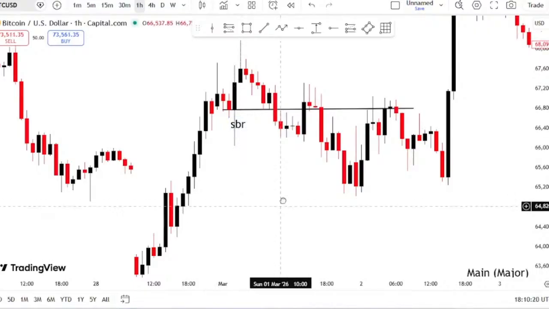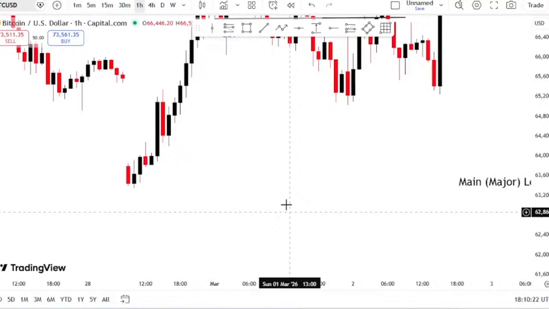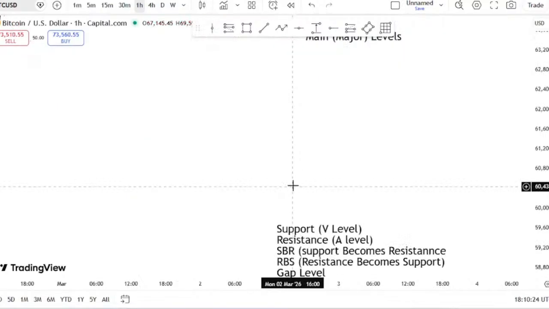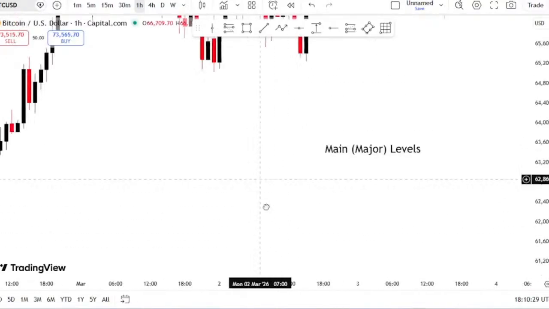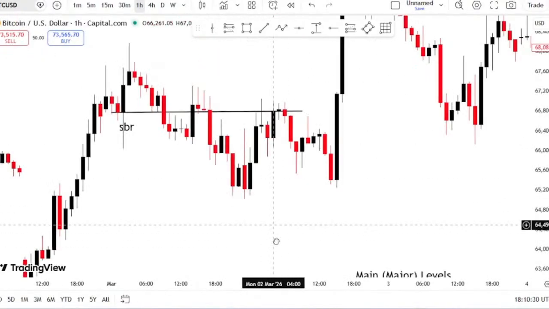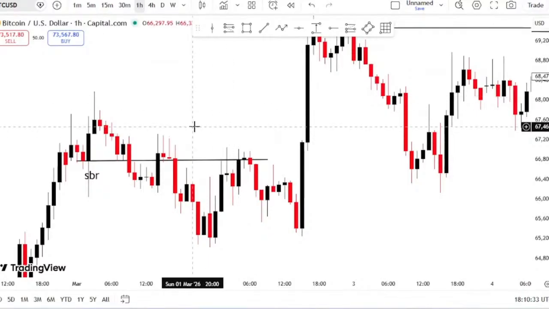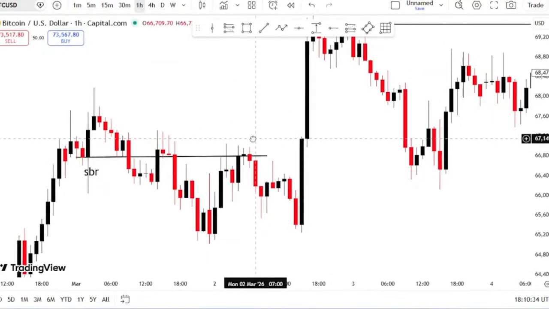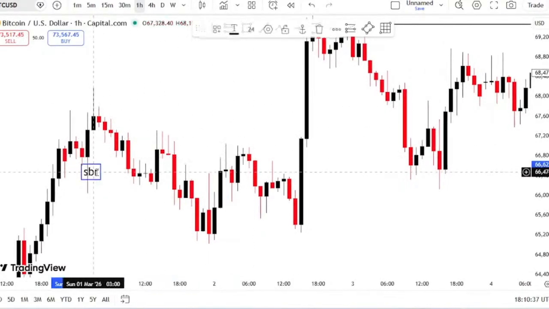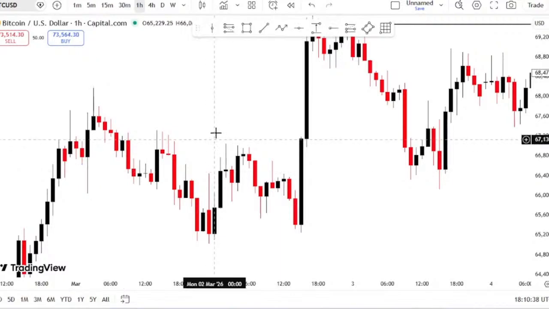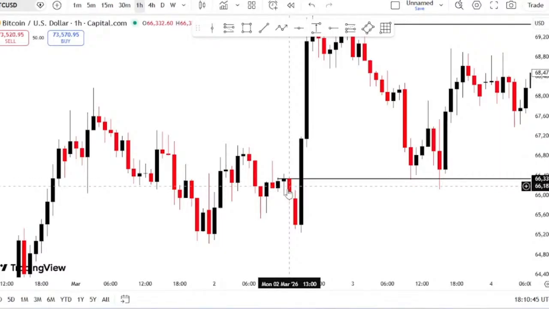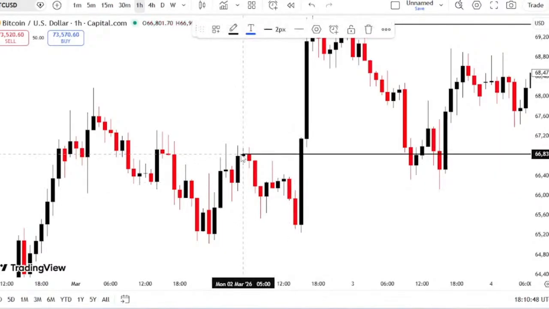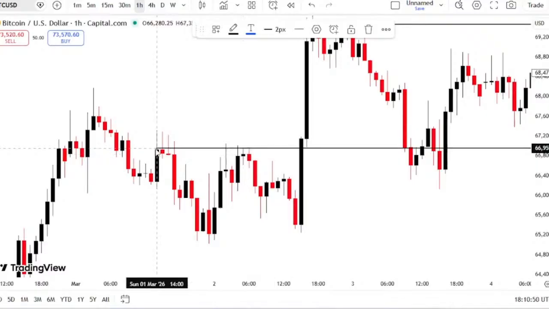Now the fourth one is resistance becomes support. Resistance becomes support. Now, let's look at the example of resistance we have. Now, here is one. Yes, here is one. Don't forget how resistance is formed when there is a bull candle followed by a bear candle. Yes, you have it here. You also have it here. You have it here.